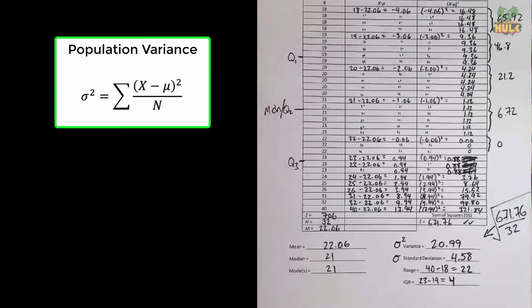We have calculated the mean, the median, the mode, the range, the IQR, the variance, and the standard deviation, including those couple of shortcut steps that I use as well. Now let's look at how to graph that information.